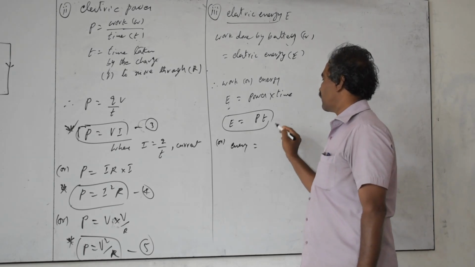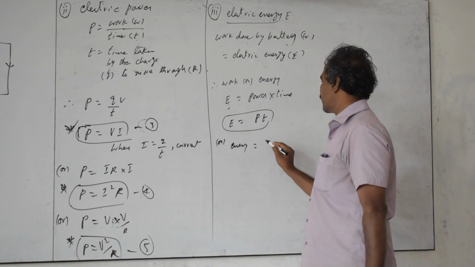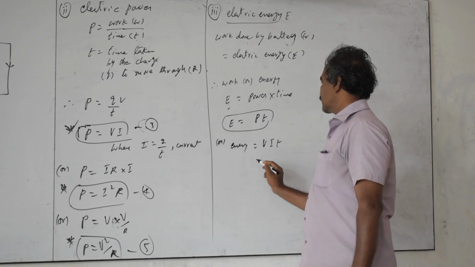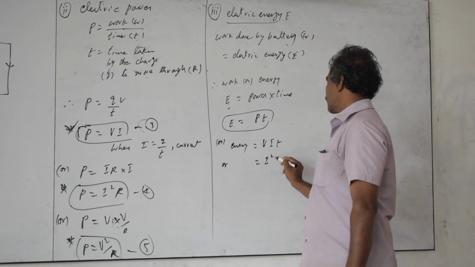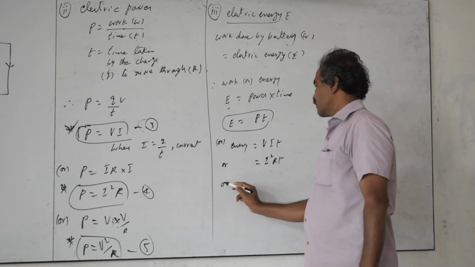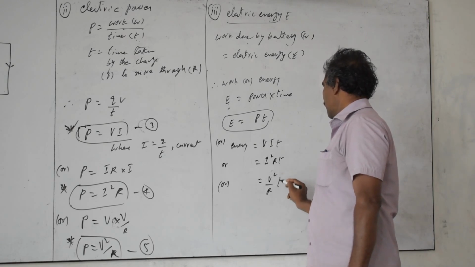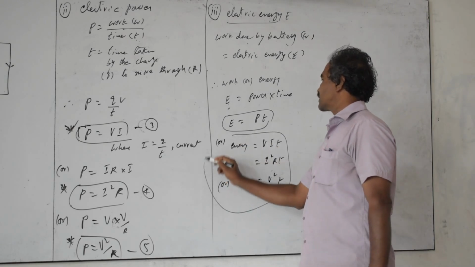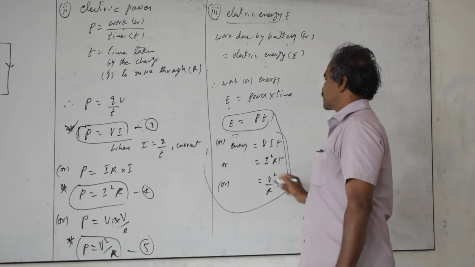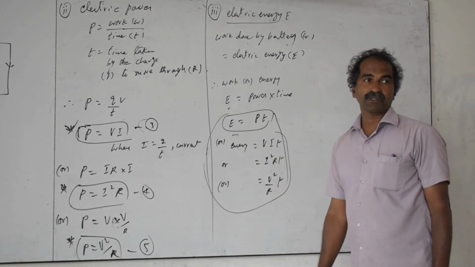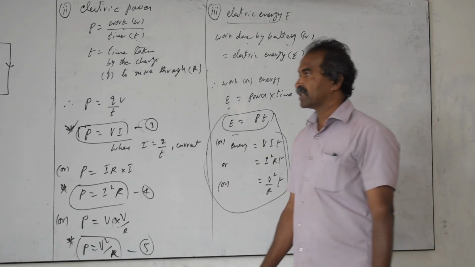Energy is equal to power into time. Power is VI, so energy is VIT, which is equal to I square R into T, which is also equal to V square by R into T. Any of these formulas can be taken for the energies. Remember these are the equations for the problems. What is the energy spent by the battery or used by the battery?